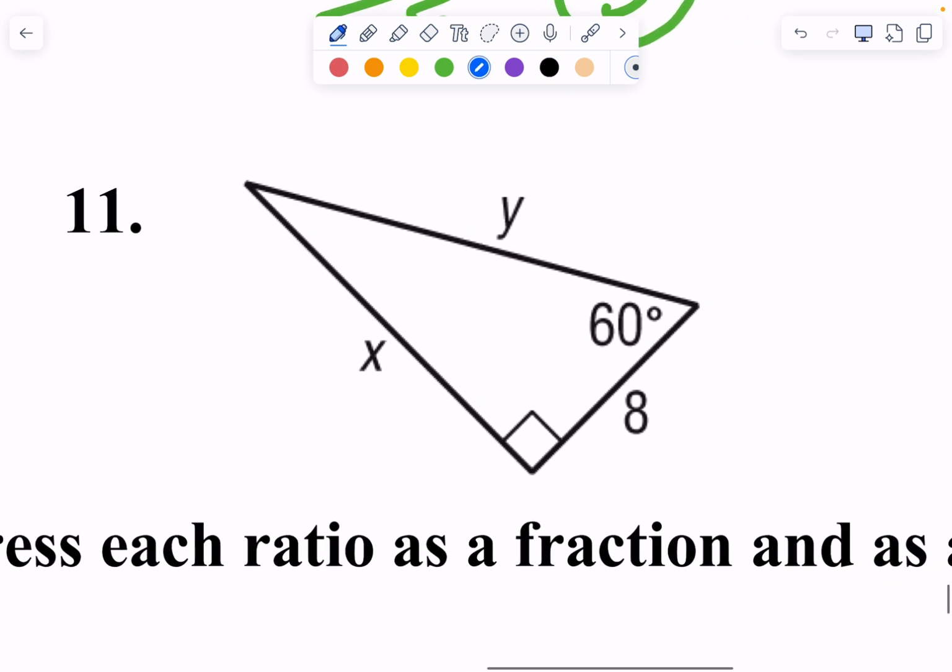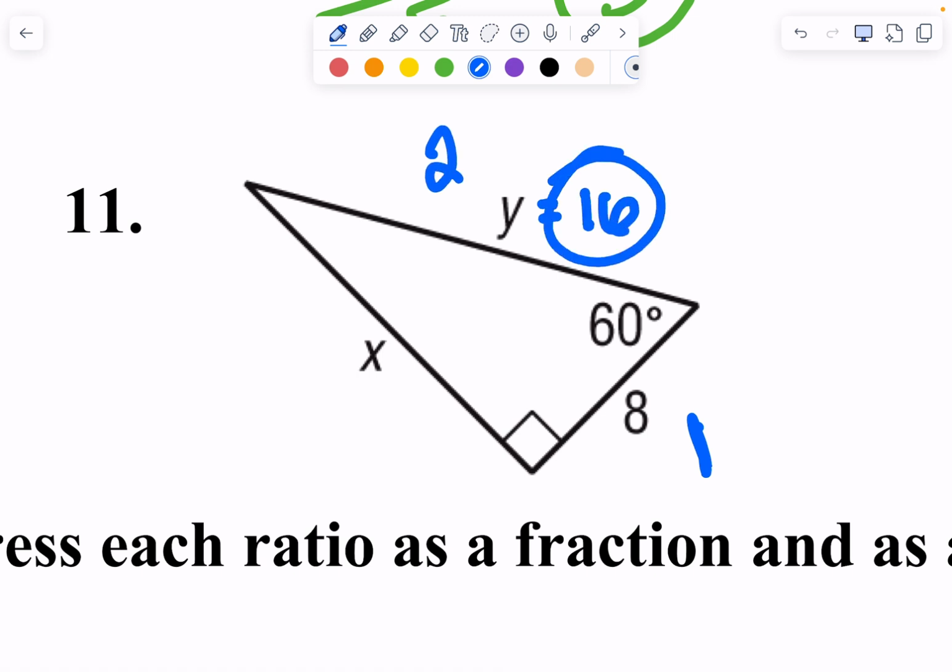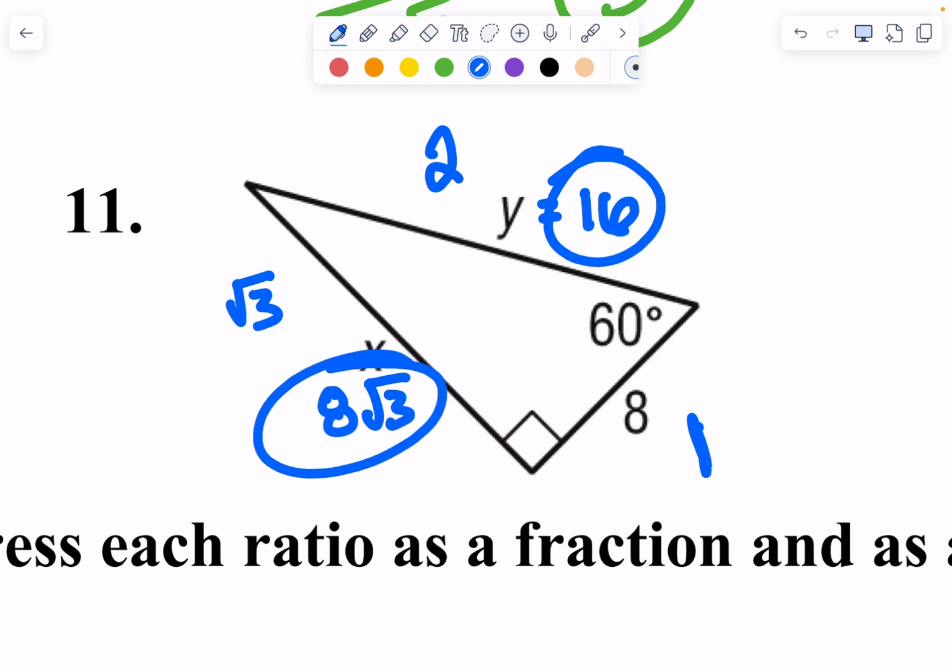Number 11. 11 is a 30, 60, 90 as well. Which side is your 1 side? 8. Which side's your 2 side? Y. So the Y should be 16 because it's double. There you go. Okay, this is your square root of 3 side. So 8 times the square root of 3, and that's it. And we're done.